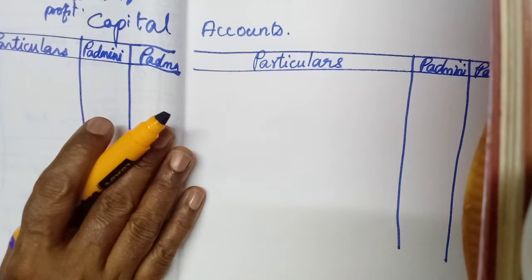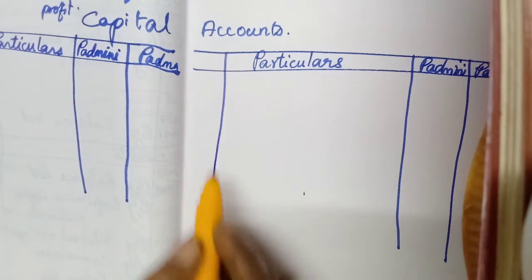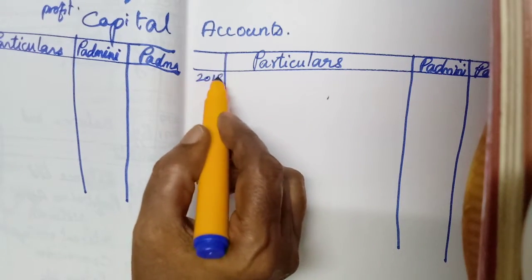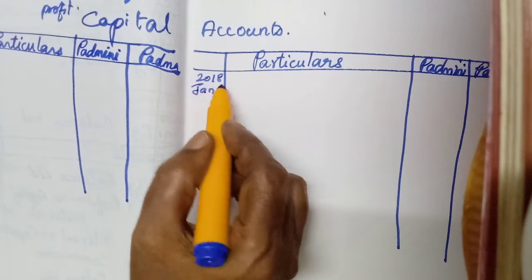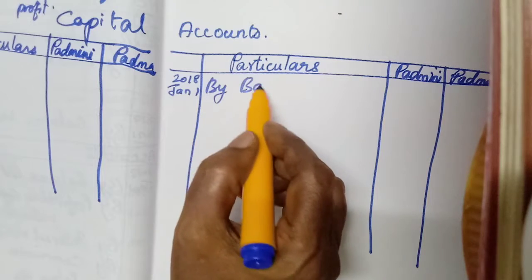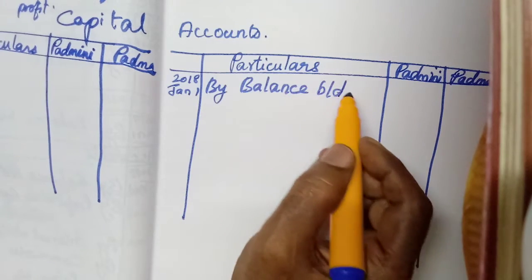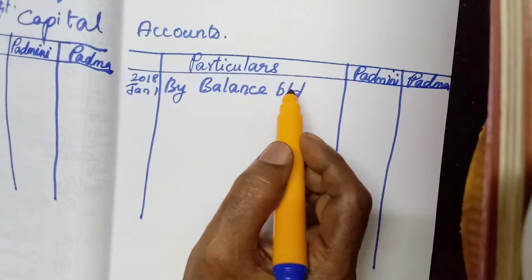First one, capital on 1st January 2018. So here we should write the date, 2018 January 1, by balance brought down. Opening balance will be written as balance brought down. 5 lakh, 4 lakh.